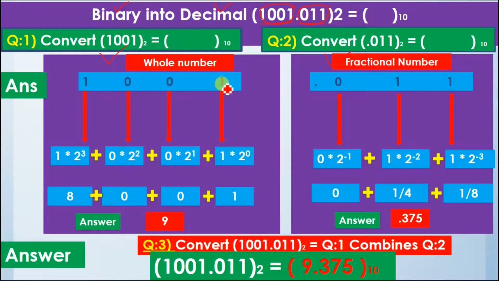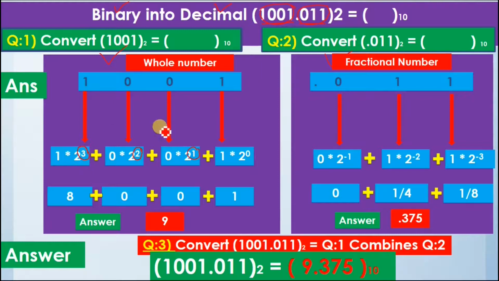We will multiply it with powers of 2 starting from 0 and increasing by 1 while moving away from the decimal point. First of all, we have 1 here, so we will multiply it by 2 raised to power 0. Then we have 0 here, so we will multiply it by 2 raised to power 1. See, the powers are increasing. Then we have 0 here, so we multiply by 2 raised to power 2. And then we have 1 here, so we multiply by 2 raised to power 3.